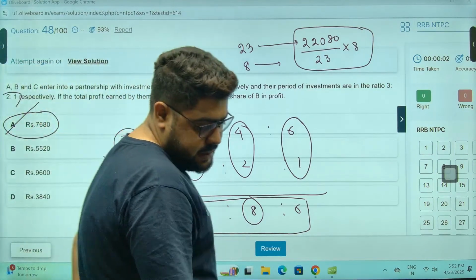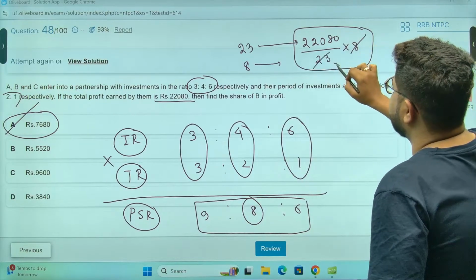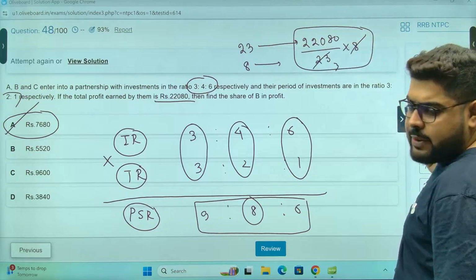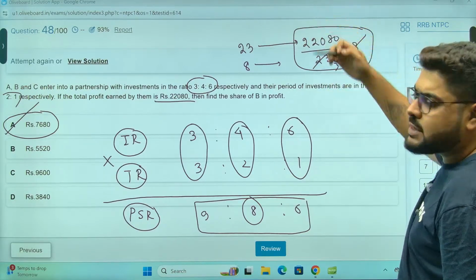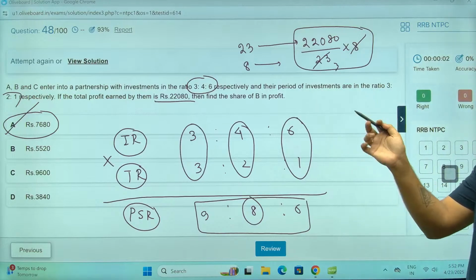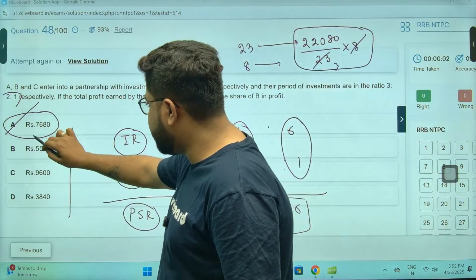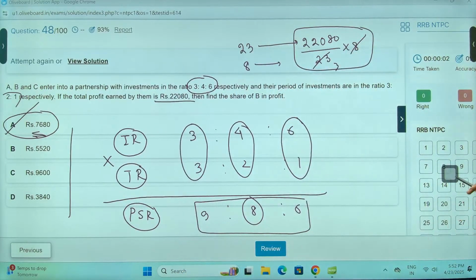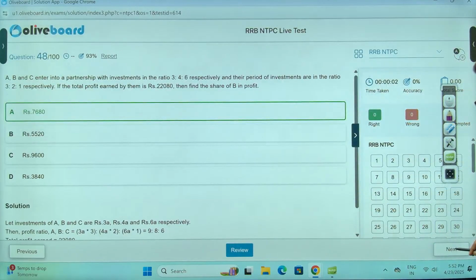Now you'll say how? How, sir? You see, 8 is almost 3 times. 8 threes are 24. So again, you divide by this 3, 7,000 is 21,000, more than 7,000. So 7,600 ke aaspas. I've checked the options, the only possible answer is this. So that's your answer without doing the calculation. ठीक है sir? Next one.